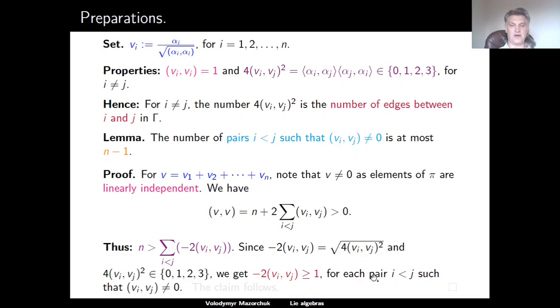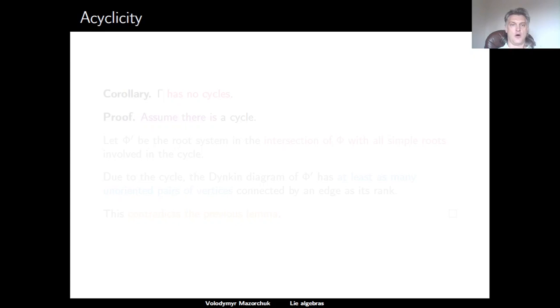Therefore, for each pair i less than j, such that the scalar product is non-zero, we have a value at least 1 in this sum. Consequently, the number of such pairs should be at most n minus 1. One nice consequence of this lemma is the fact that the graph gamma has no cycles.